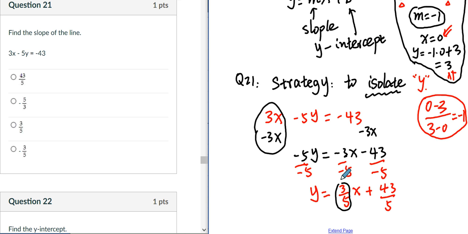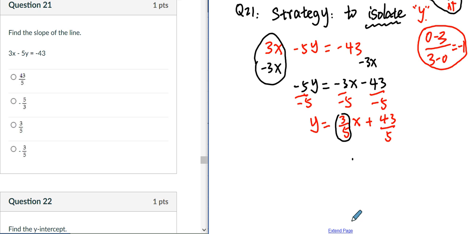And then in front of x, what is the coefficient? This one. That's 3 over 5. So what is the slope? Slope is the coefficient of x. So in this case, we shall have m is 3 over 5. And that's the slope. Which one is our choice? The third one, 3 over 5. Sounds easy.